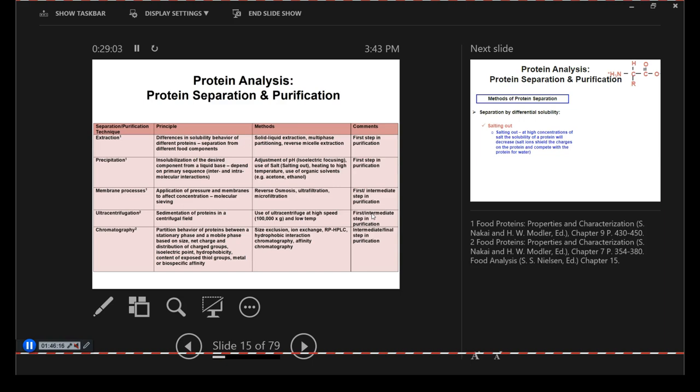And then after extraction, sometimes we precipitate. Sometimes we use membrane filtration to concentrate. Sometimes we do an ultracentrifugation, or we purify by chromatography. So precipitation is not necessarily the first step, it's the second step, I would say. You have to have an extract first, and then you precipitate it out. Well, it depends. If you have milk, let's say, you can precipitate casein by lowering the pH to 4.6 right away, and you can separate casein from whey. So it can be the first step. I'm correcting myself. It can be the first step, but it also can be the second step.